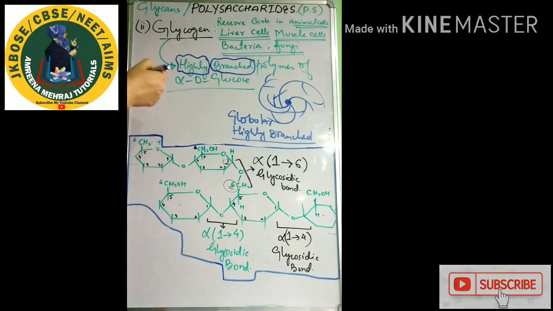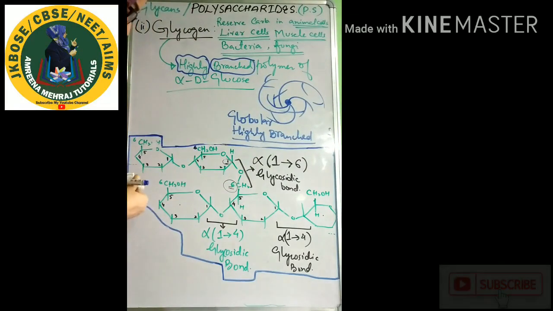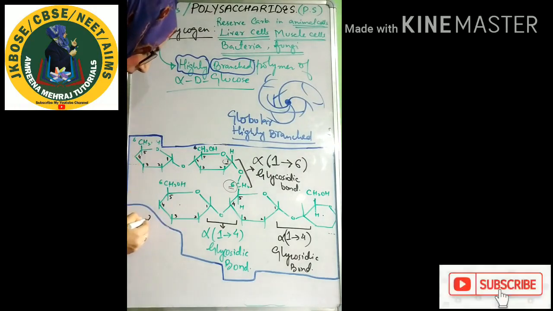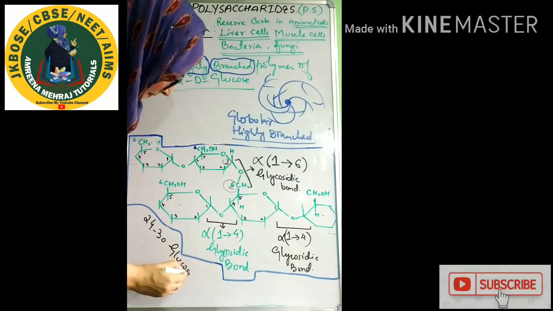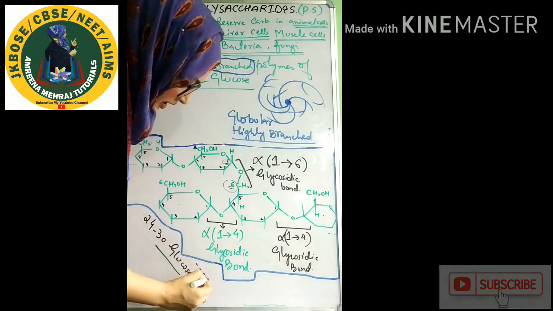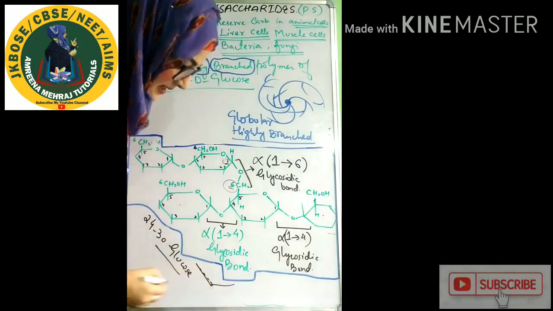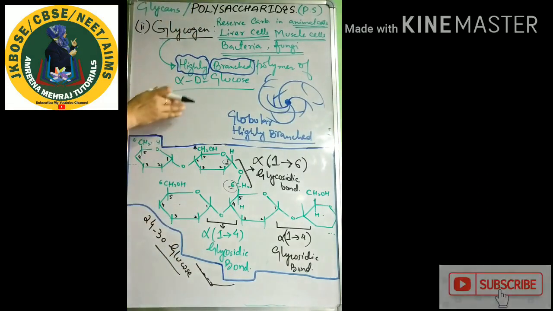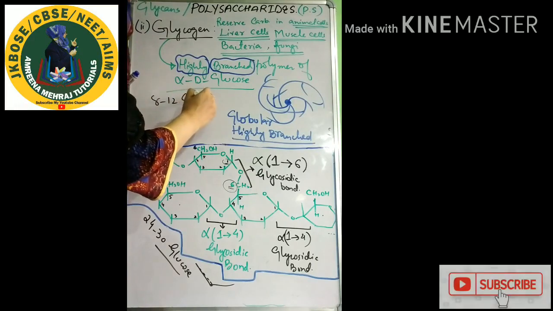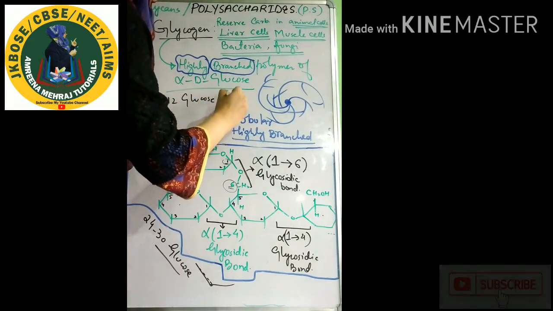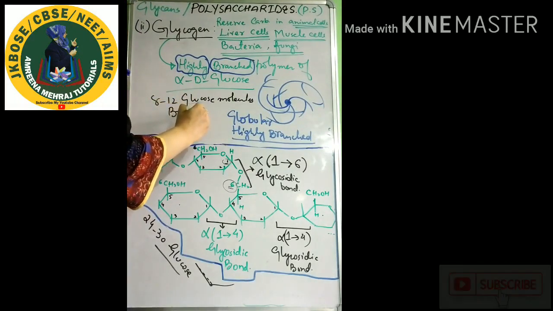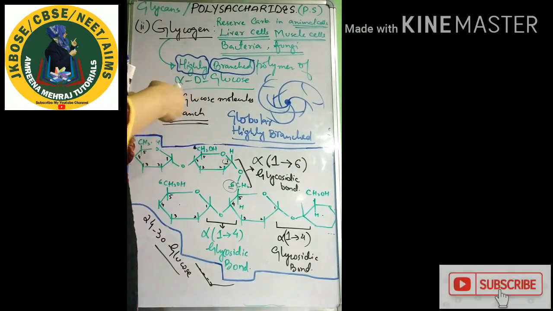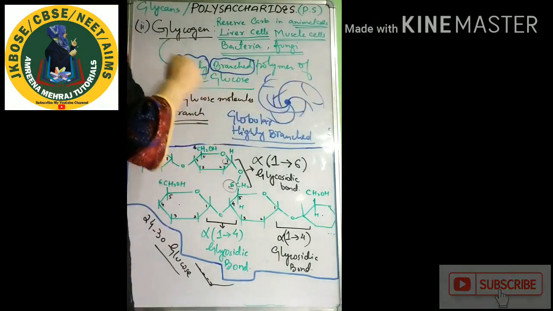And if you want to remember, in case of amylopectin, you have branching taking place after every 24 to 30 glucose molecules. Okay. So if you have 24 to 30 glucose molecules attached, then a branch arises. But in case of glycogen, after every 8 to 12 glucose residues, you will see a branch arising. So branching is frequent in glycogen.